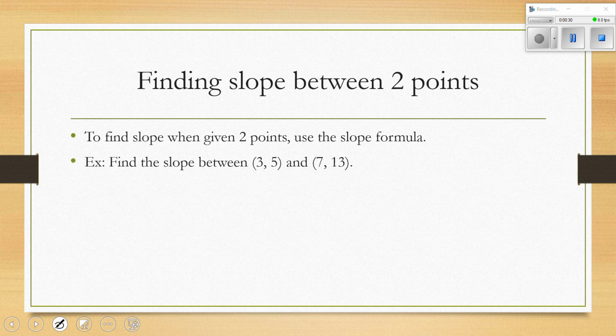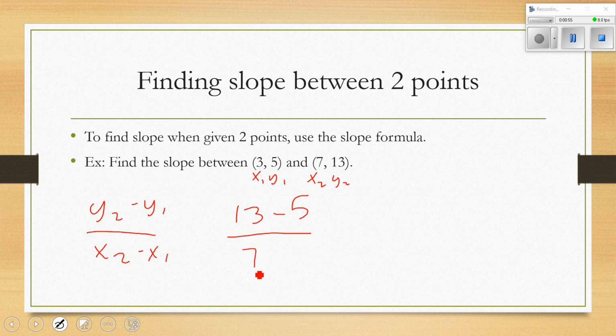So to find slope between 2 points, you're going to use that formula. We will label our points x1 and y1 and x2 and y2. We will write the formula y2 minus y1 over x2 minus x1. We will plug in our numbers. y2 was 13 minus y1 was 5. x2 was 7 and x1 was 3. This turns into 8 over 4, or 2. So slope equals 2.